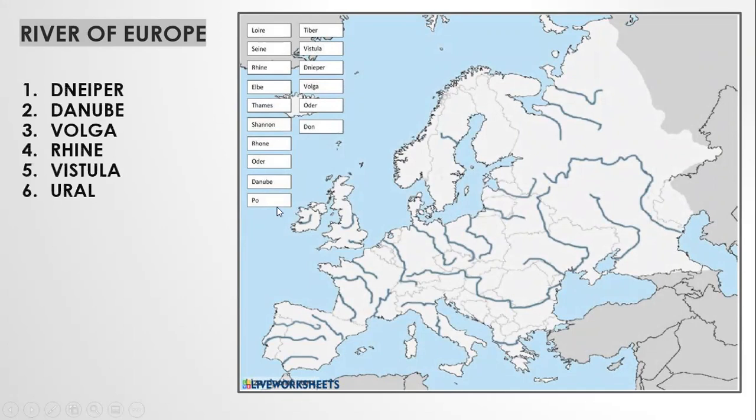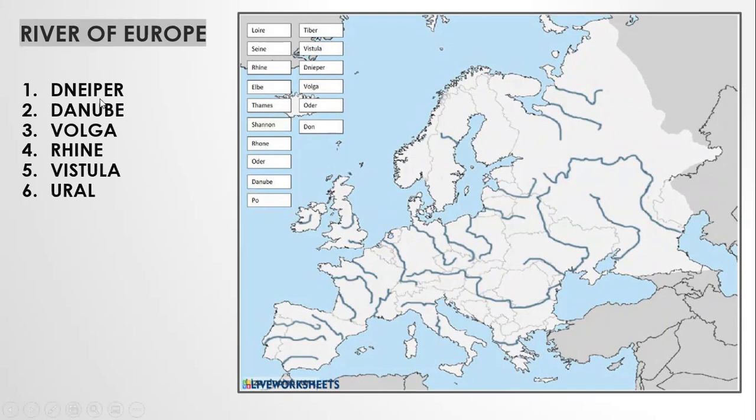Now, generally, you will get this river map, so you don't have to draw the rivers. You just have to identify the rivers, trace them with blue color, and write the names. The rivers that we are going to mark are given here, and we have to identify them and then mark them. So let us proceed.